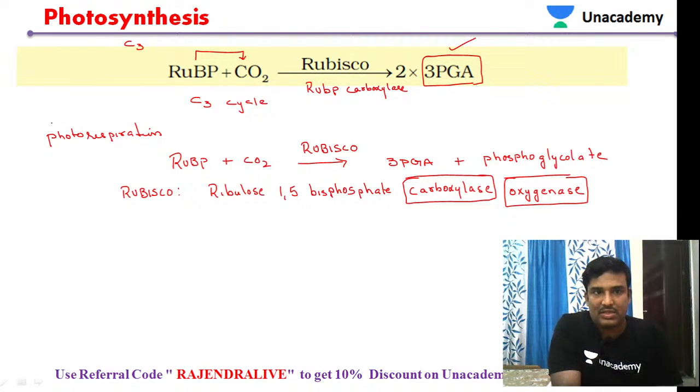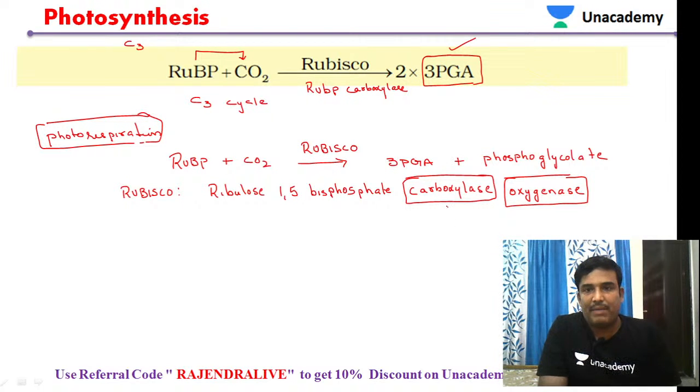Whereas in the process of photorespiration, the carboxylase will become inactive and the oxygenase will become active. So RuBP oxygenase is the enzyme that is involved in photorespiration.